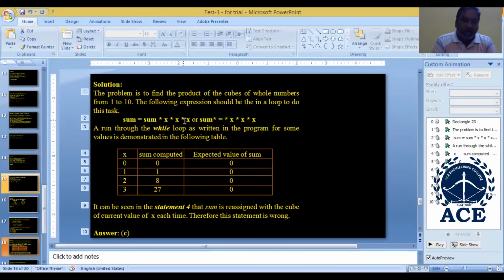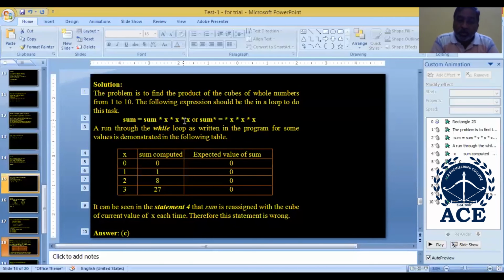Now let us take some values. X is equal to 0. Sum computed as per the program, and the expected value of the program as it should be if we go by the problem, the product of cubes. X is equal to 0, sum computed is 0, and the expected value is also 0.